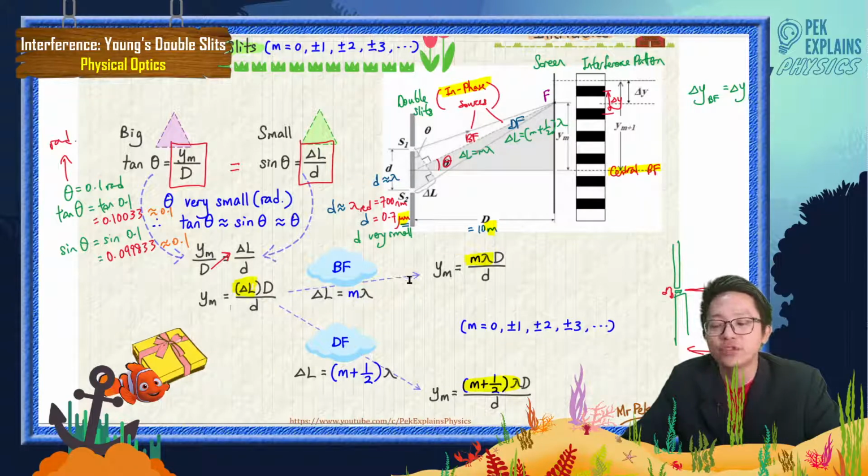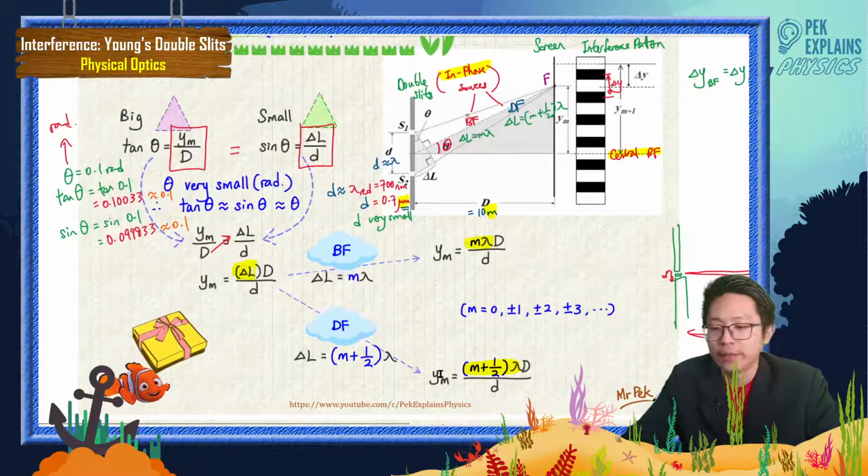That's why we got this formula. This is the formula: ym equals m lambda D over d for bright fringe. ym equals m plus half lambda D over d for dark fringe. So you see this highlighted part, this m lambda is actually delta L. This m plus half lambda is actually the delta L. Okay, m lambda is for bright fringe. m plus half lambda is for dark fringe.